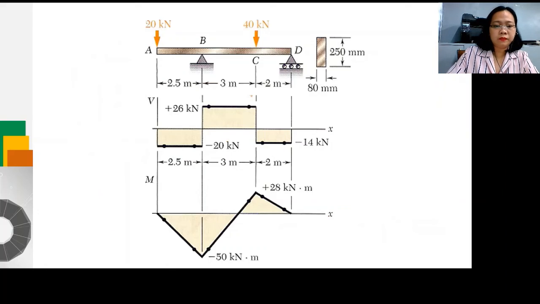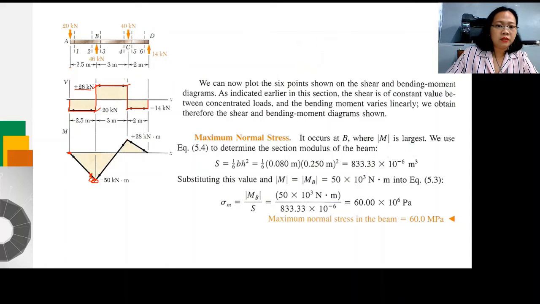So, 28 here. And back to 0 sa support D. Why? Because it's a roller. So, walay moment reaction din na. Okay. So, nanatay shear force diagram, nanatay bending moment diagram.